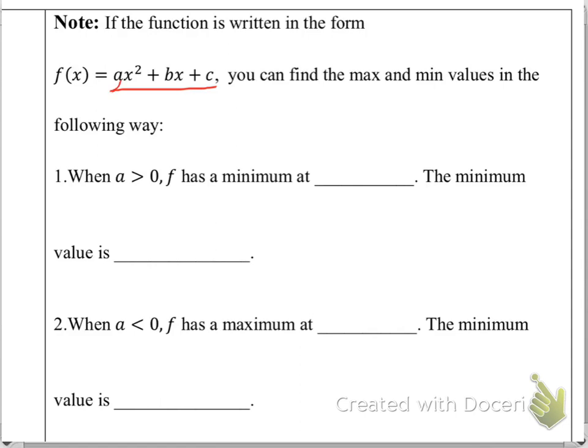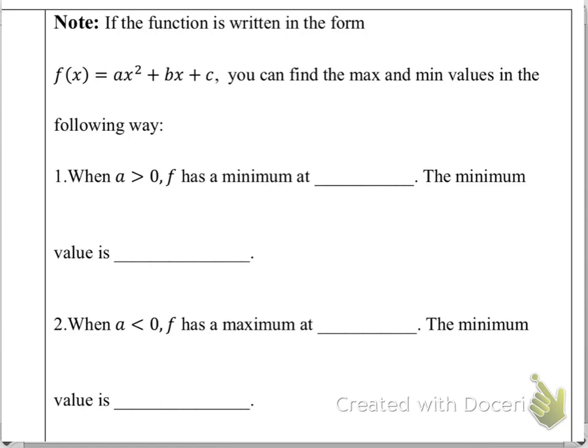And then this A, remember that A will tell you if it's positive, then it's opening upward, which means you have a minimum. And if it's negative, it's open downward, which means you have a maximum. Okay. So, however, there is a formula.